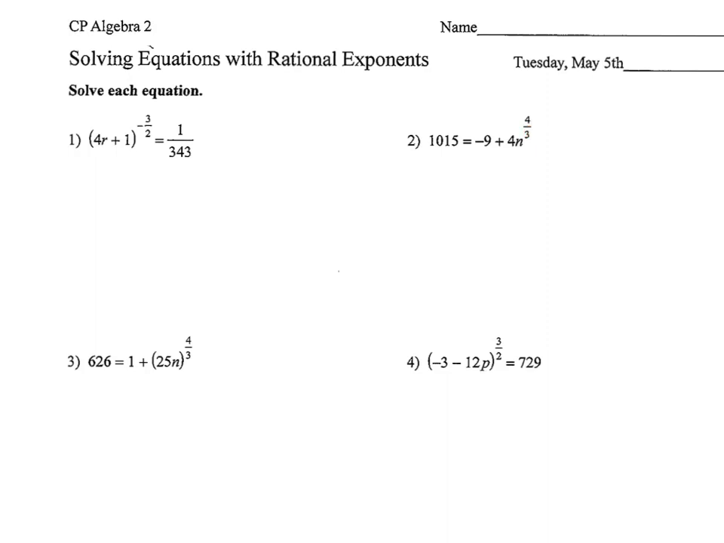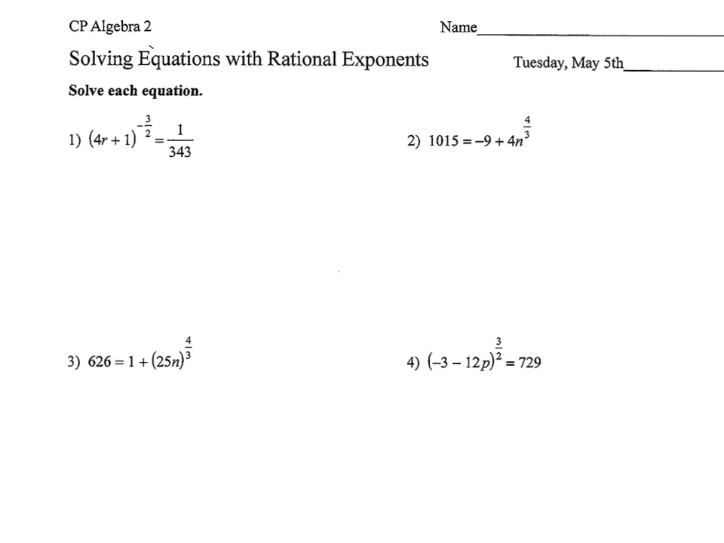So I'm going to show you how to do those first two, and then I want you to give it a try and keep in mind what you learned all the way back in middle school with solving about undoing to get the variables by themselves. The only new rule today is what to do with these weird exponents, those rational exponents.